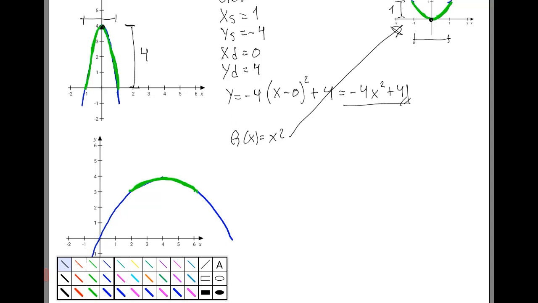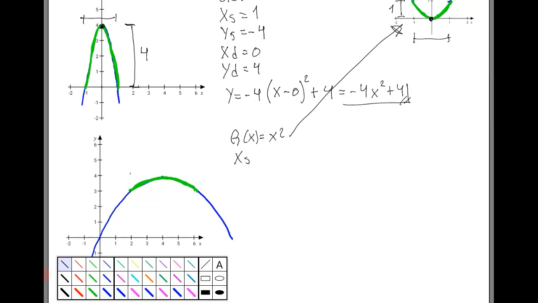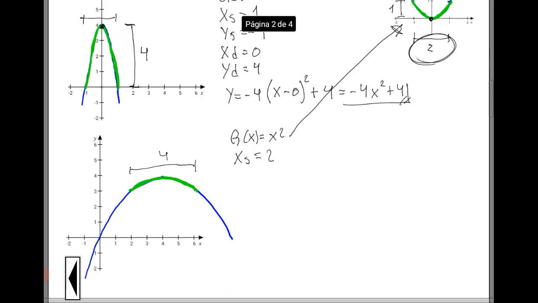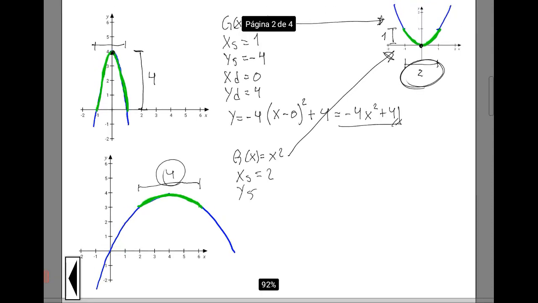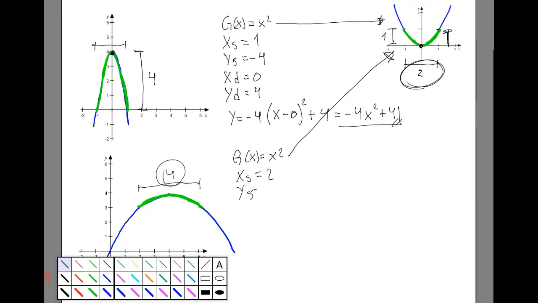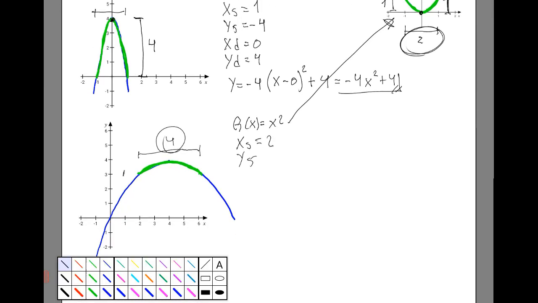So first of all, the x size. The x size usually is from -1 to 1. In this case, it's from 2 to 6. So it's 4. That means it grows twice. Here in the reference it is 2, and now it's 4. So that's why it's 2. Then the y size remains 1. Here we have the reference is 1, and here is also 1 because it's from 3 to 4. So the y size equals 1.